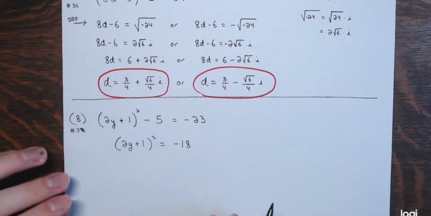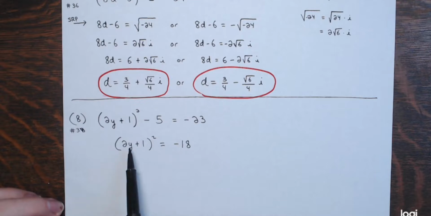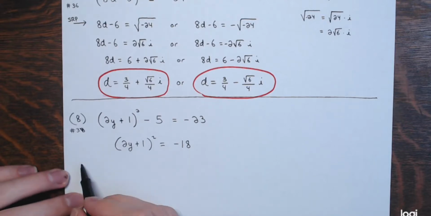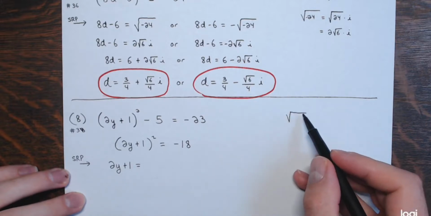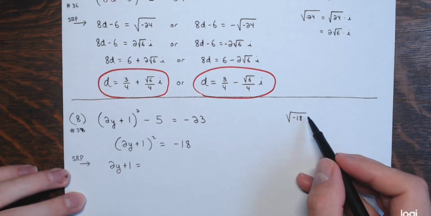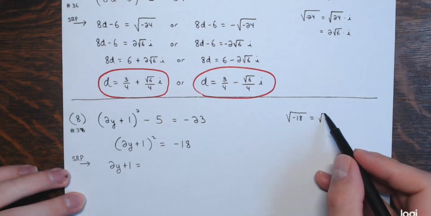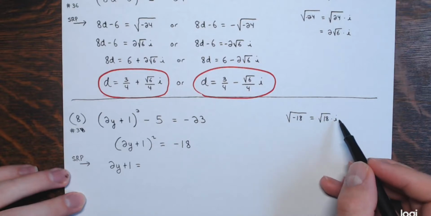Now I can apply the square root property, right? You have the variable in a square, no variables outside that square, right? So the square root property will apply. So by the square root property, 2y plus 1 is either positive square root of negative 18, alright, but the square root of negative 18, don't forget, square root of a negative, we're going to write as the square root of 18 times i, right, as an imaginary number.